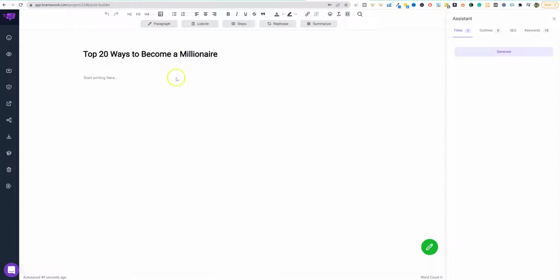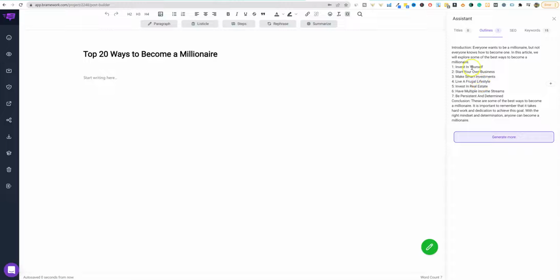All right, so we're going to go with the top 20 ways to become a millionaire, and what we need to do is, now we could go in here and go into titles, and we could generate some titles, but I'm going to leave it because I already know that's what I want to do. So I'm just going to go into the outlines real quick and say generate, and let's see what it says. Invest in yourself, start your own business. So it came up with 7, so that's really cool.